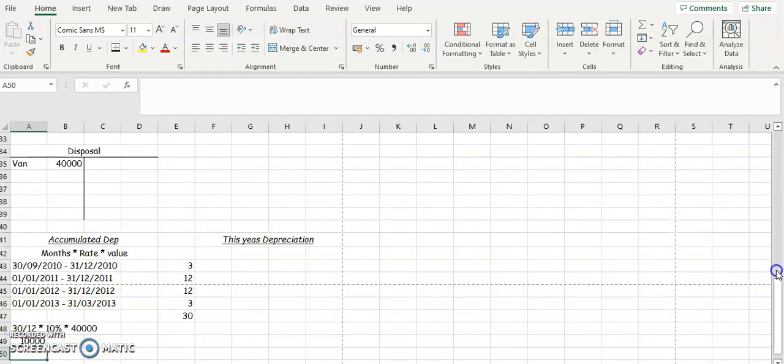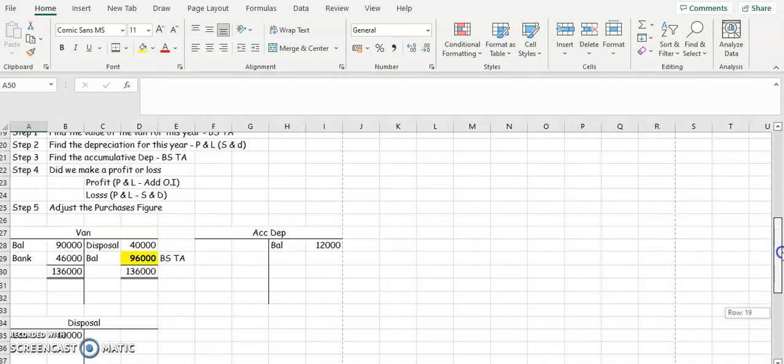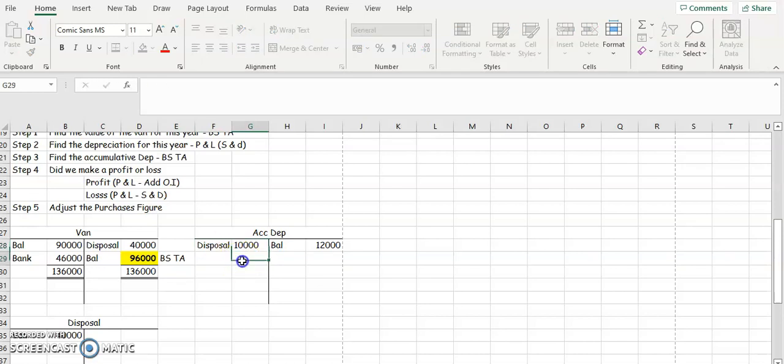So we need to take that out of our cumulative depreciation account, and that's going to go into our disposal account for 10,000. So we're going to debit our cumulative depreciation to reduce the balance, and then in our disposal account, we're going to credit 10,000. Okay, so that's finding out the cumulative depreciation for the van that we just sold.